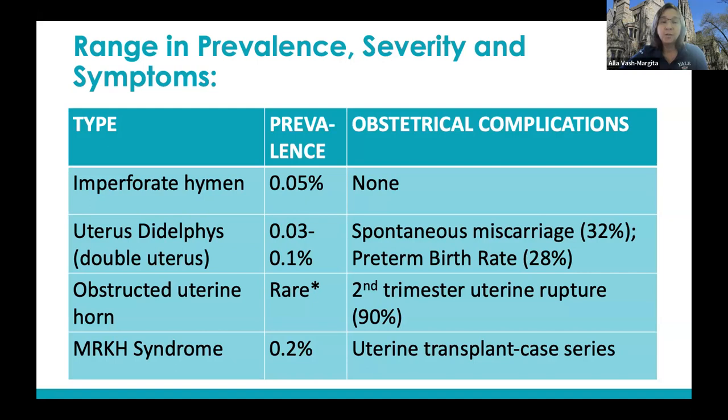I touched on MRKH syndrome briefly. That's Mayer-Rokitansky-Kuster-Hauser syndrome. 1 in 5,000 female patients have this condition, so not so rare. If you think of a city of 100,000 patient population, you can do the math and think of how many women will be with this condition in that city.